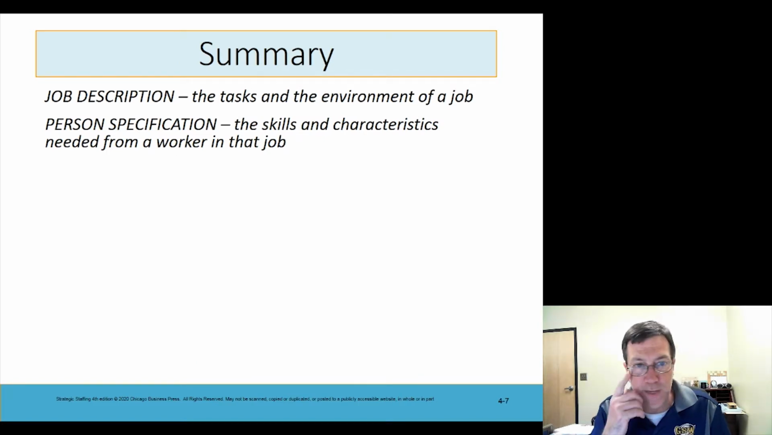In summary, you're going to be asked this on a test, both in terms of the individual things and in terms of the basic differences between the two. If I asked you what's the difference between the job description and a person specification, you're going to want to know that the job description focuses on the job and the person specification focuses on the person. The job description is a summary of the things that the job entails and the environment in which the job is done. The person specification is a summary of what the person needs to be successful on the job.